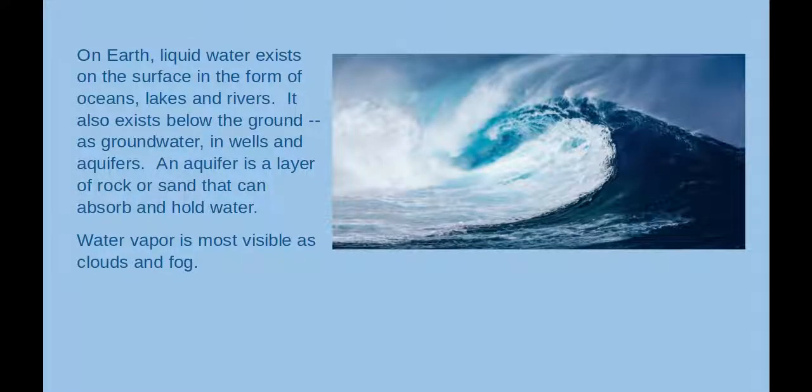On Earth, liquid water exists on the surface in the form of oceans, lakes, and rivers. It also exists below the ground as groundwater in wells and aquifers. An aquifer is a layer of rock or sand that can absorb and hold water. Water vapor is most visible as clouds and fog.